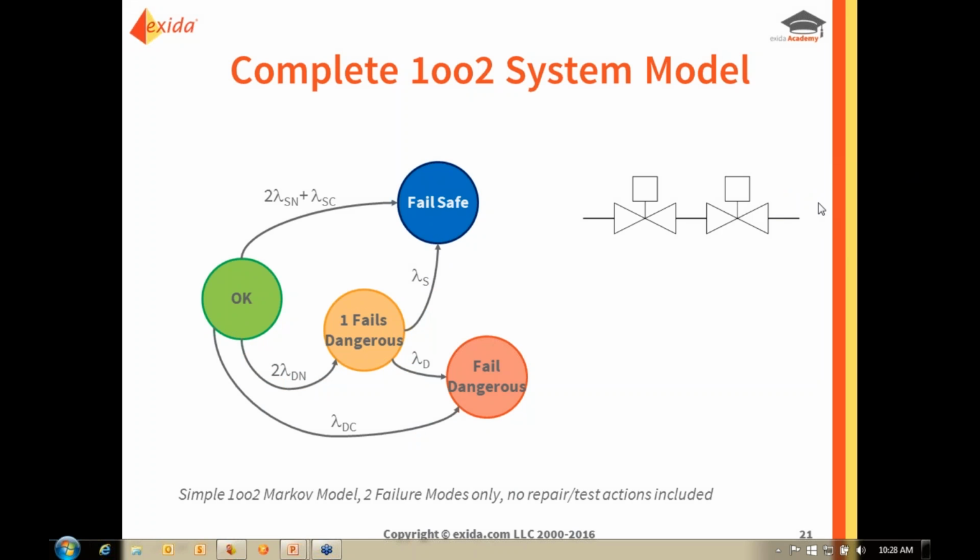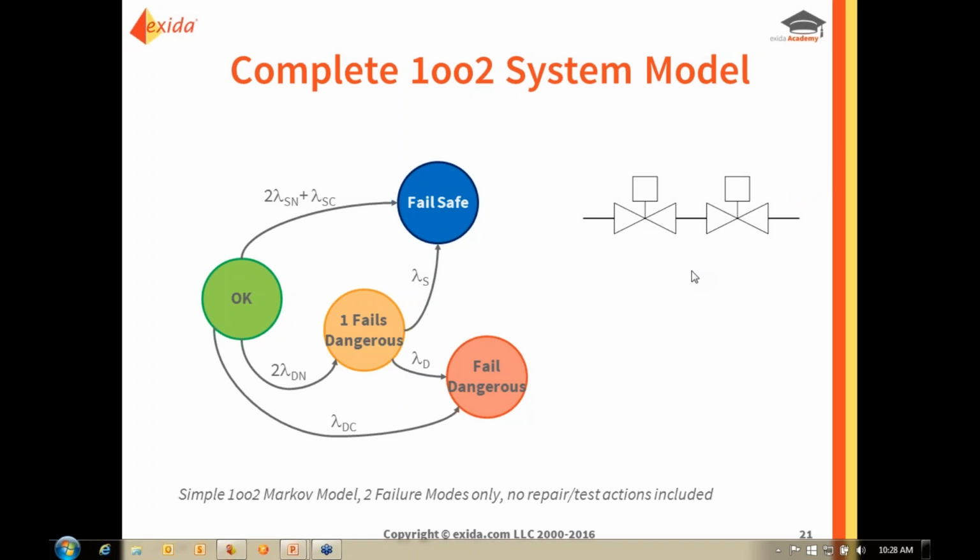At the same time, we see a transition from the OK state to the fail safe state, either through a valve failing safe or a common cause failure. So when you do a complete system model, you see both aspects of common cause, probability of failure and spurious trip rate, and including common cause in the spurious trip makes sense if you include it in the dangerous failure aspect.